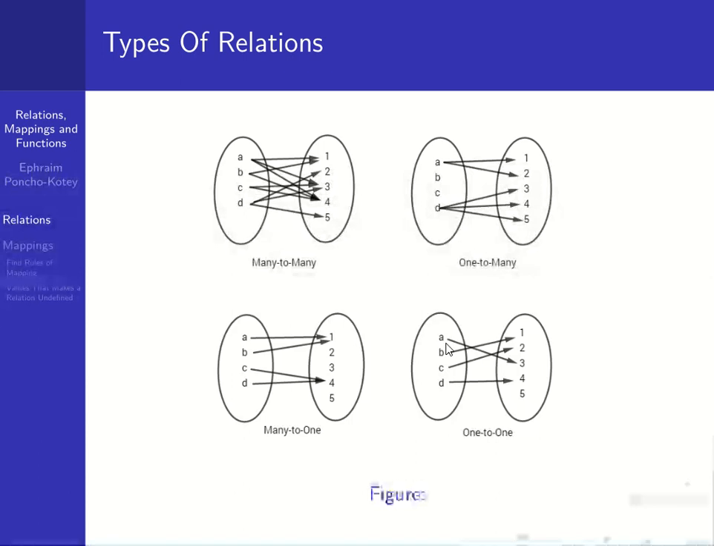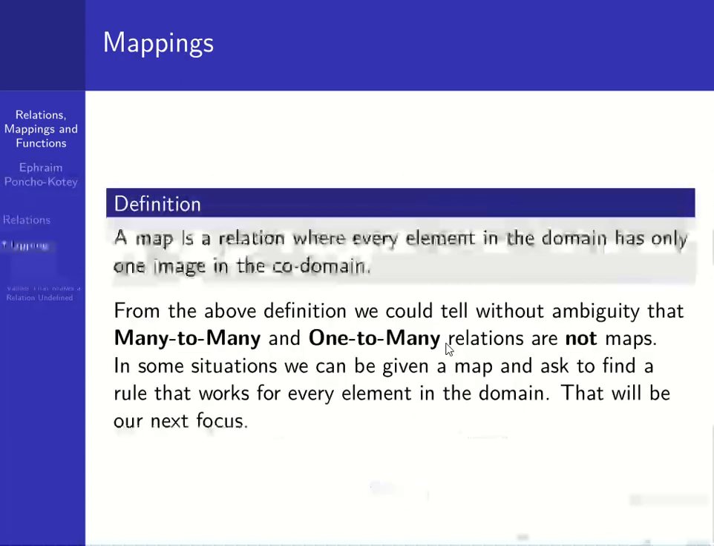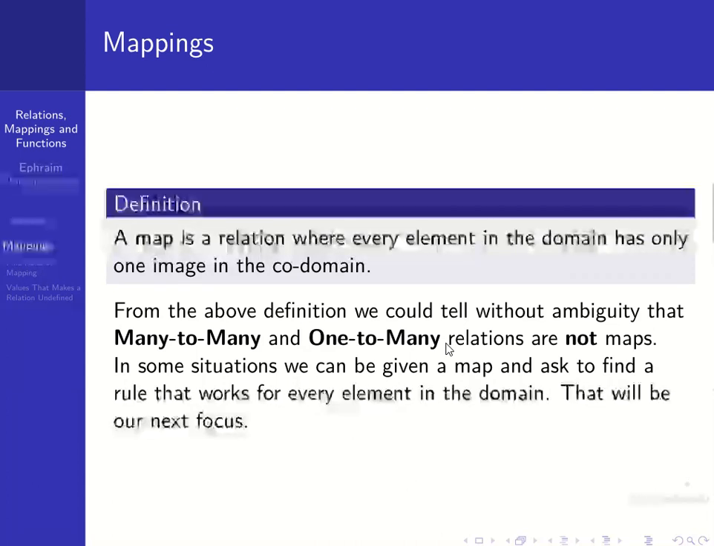Now let's define map. What's a map? A map is a relation where every element in the domain has only one image in the codomain. So from the above definition, we could tell without ambiguity that many to many and 1 to many relations are not maps. Sometimes in maps, you'll be given a map and asked to find the rule of the mapping. How do we do that? That will be our next focus.